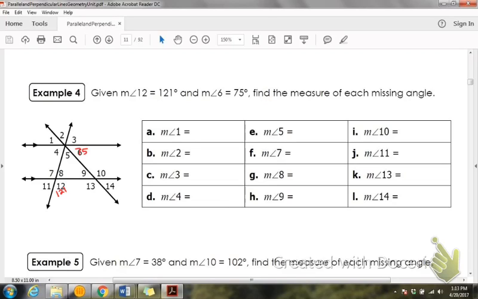Now, here is my suggestion when you have a big diagram like this. My suggestion is to start at the diagram. Fill out your diagram completely, and then go in and fill in the blanks of how much the angles are. Okay? So, if angle 12 is 121, what's another angle that I know? 7. How much is 7? All right, it's also 121.